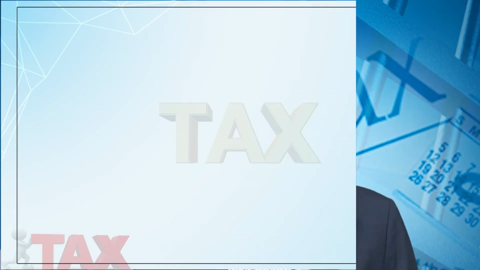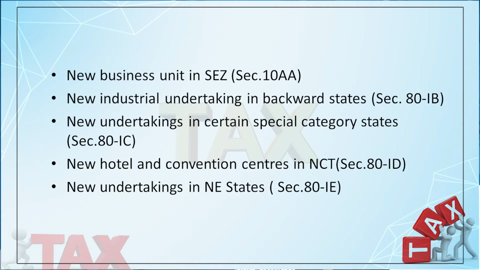We can sum up the sections, we can summarize the slides, like section 10AA for special economic zone, 80IB for backward states, 80IC is applicable for special category states, 80ID is meant for NCT areas, that is National Capital Territory area, and 80IE is meant for northeastern states. So, this is all about the content on location of the business. So, this is a very important area in which the company can act.